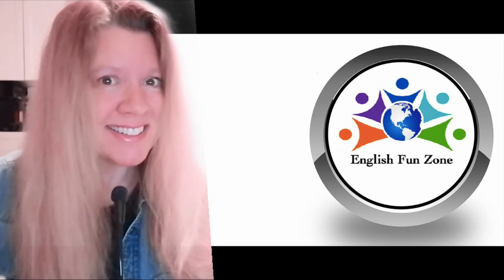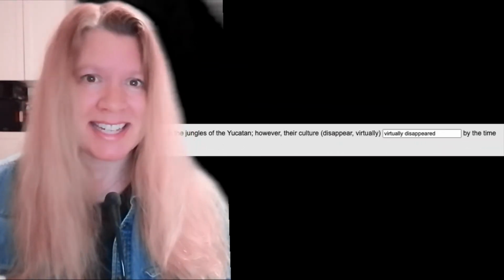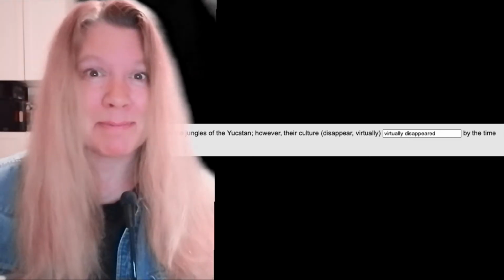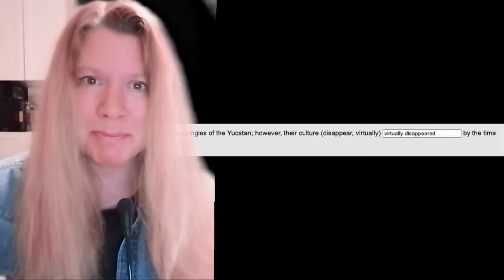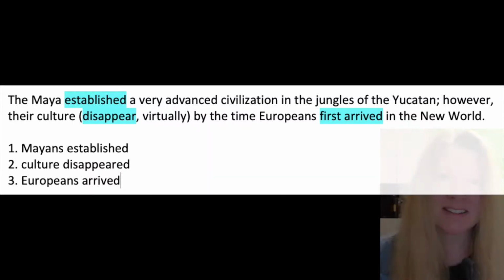So let's get started. Last week, I asked you to take a look at this sentence. Were you able to correct it? The Maya established a very advanced civilization in the jungles of the Yucatan. However, their culture, by the time Europeans first arrived in the New World. That's right. I left a blank where the answer should be. Let's find out if you were able to correct this sentence.